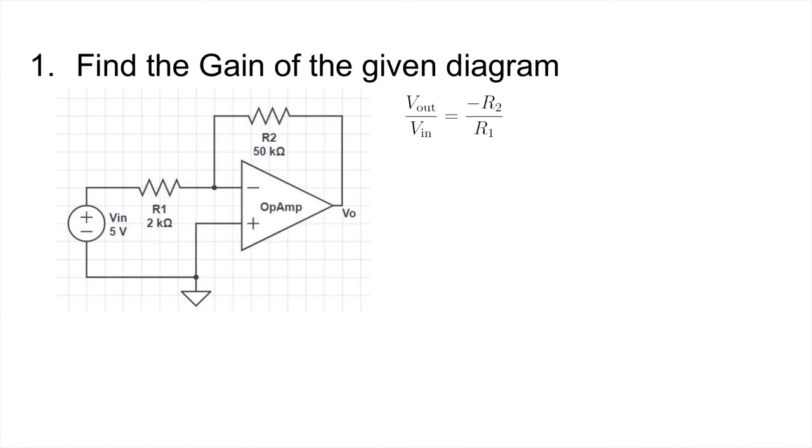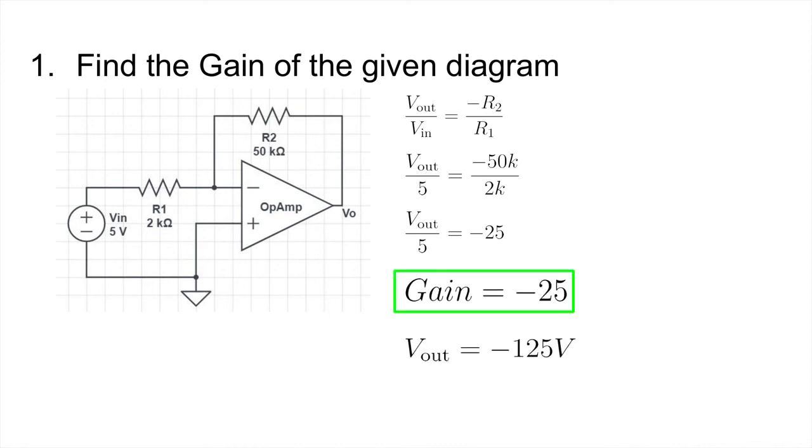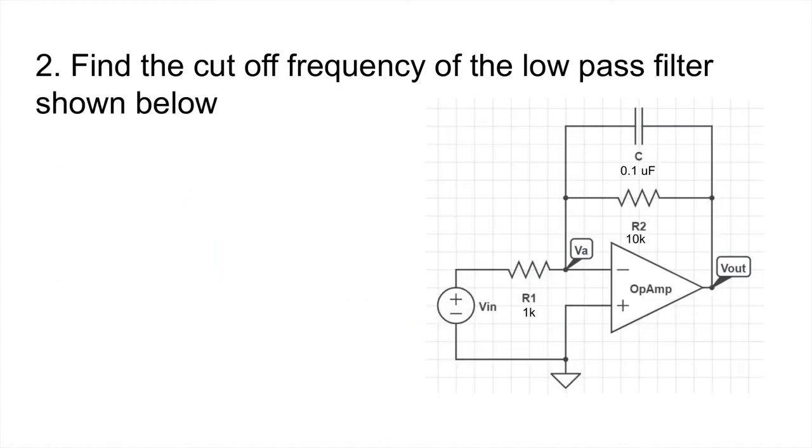Plugging in those values, we get negative 50,000 over 2,000, which ends up being a gain of negative 25. And we can also figure out the output voltage by plugging in our input voltage, and we will get an output voltage of negative 125 volts. Now this would be true if the source voltage of the op-amp is that big, otherwise it will cut off near the source voltage of the op-amp.